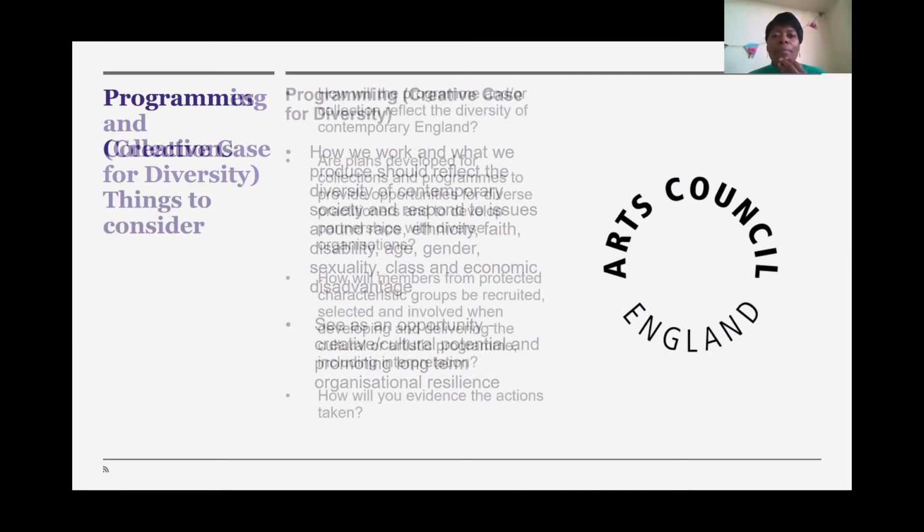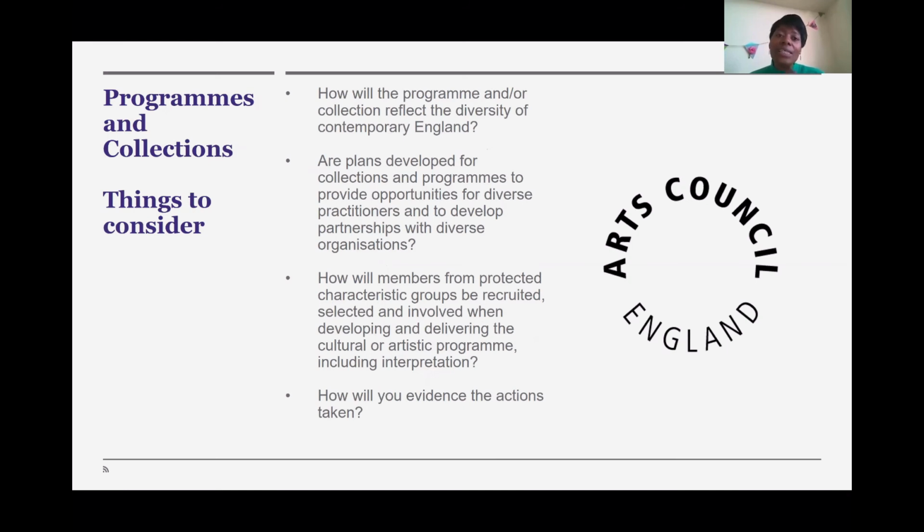How will the programme or collection reflect the diversity of contemporary England? What plans have been developed for collections and programmes to provide opportunities for diverse practitioners and develop partnerships with diverse organisations? How will members from protected characteristic groups be recruited and selected and involved when developing and delivering the cultural or artistic programme? And that includes interpretation of collections, and how you're going to evidence that these actions have been taken.